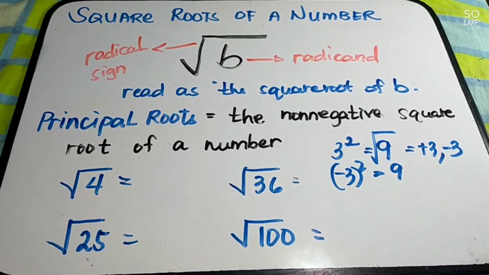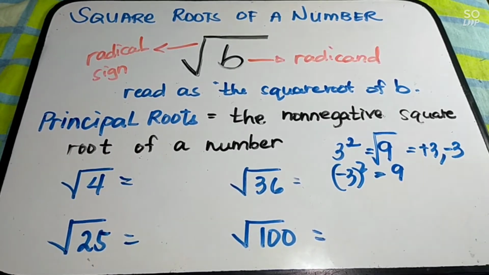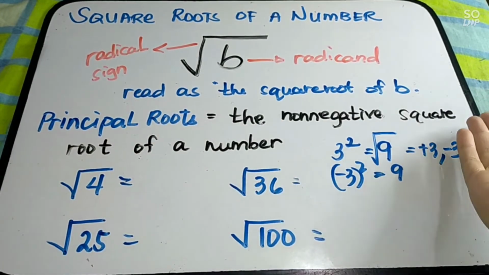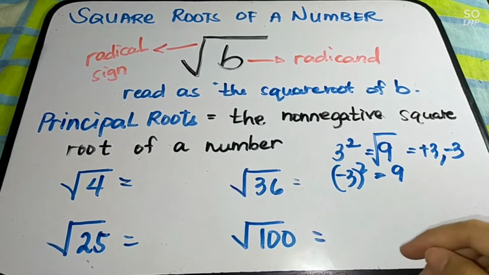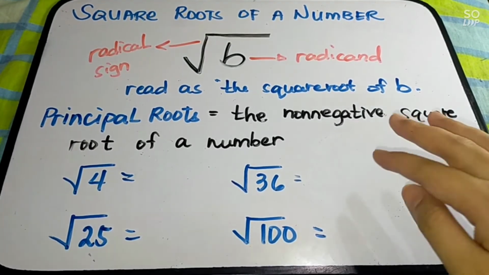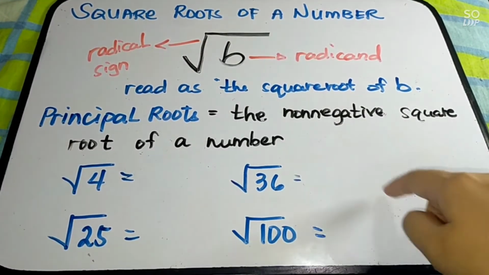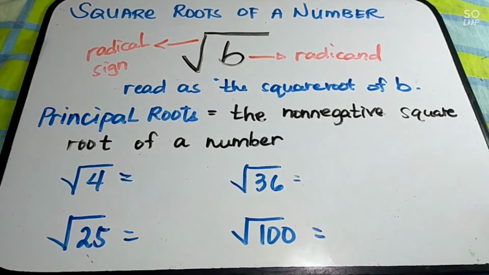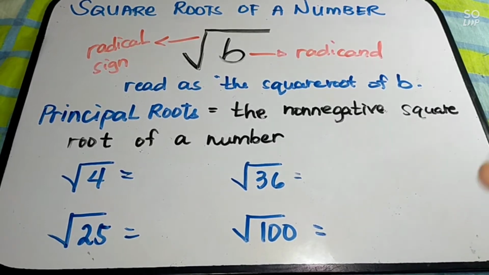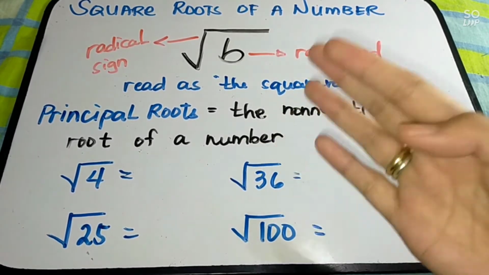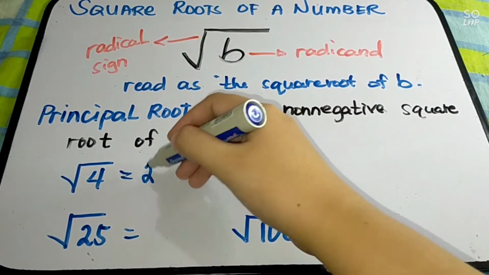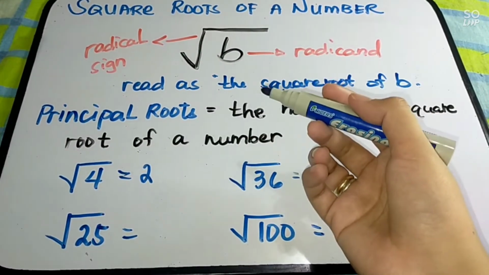Okay? Pero in our case, in this lesson, ang atin nang i-accept is the principal roots, which is the positive square roots of the given number. Naintindihan? Now, let us find the principal roots of the following. We have here the square root of 4. For us to find the principal root of the square root of 4, you are going to think of a number na pag minultiply mo sa kanyang sarili, ang sagot is 4. So, the answer is 2. Why 2? 2 times 2, the answer is 4.